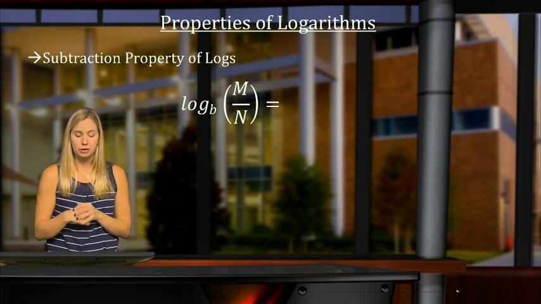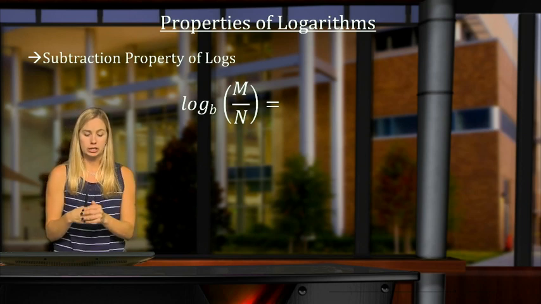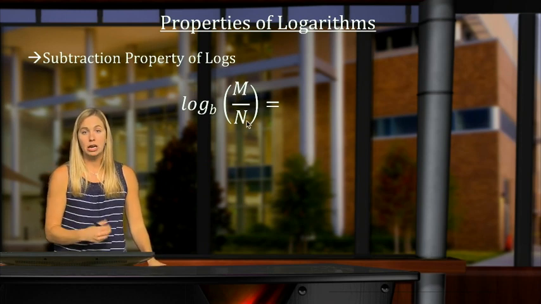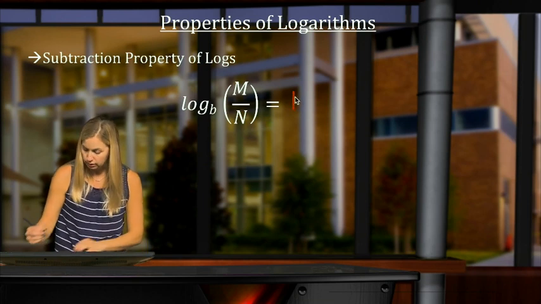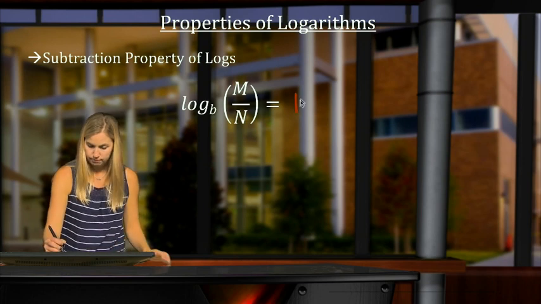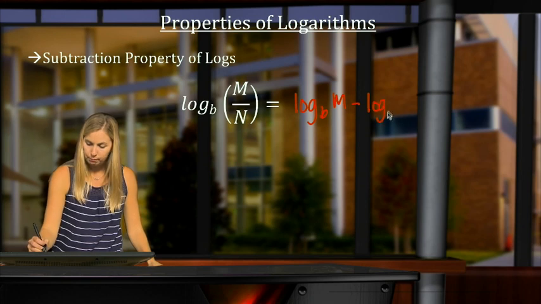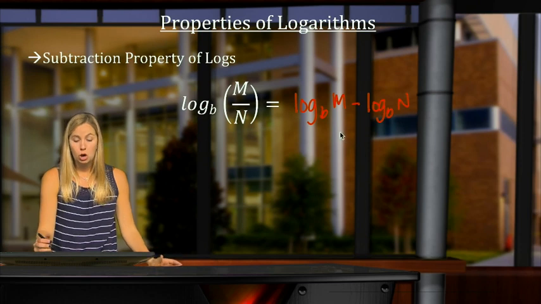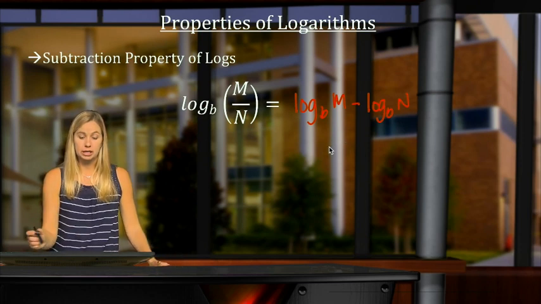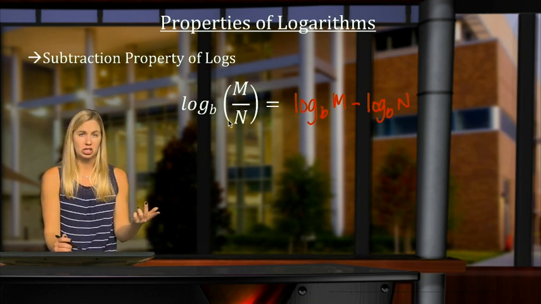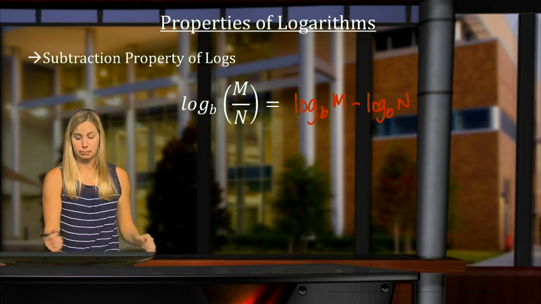Our subtraction property of logs involves a log that starts like this: log base b of m divided by n. When our argument is a ratio, then we can expand using subtraction. Log base b of m minus log base b of n. Because we're now converting to subtraction, we need to make sure that we take the order into consideration. It's always the numerator minus the denominator, because subtraction is not commutative. You can't just change the order and have it be the same thing.